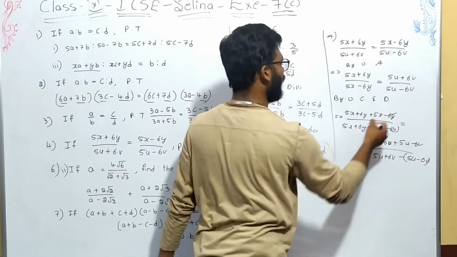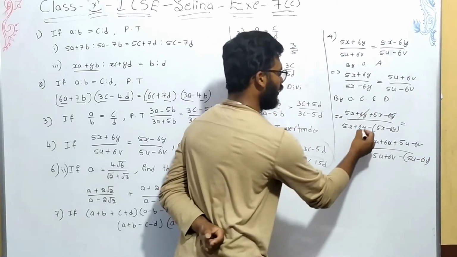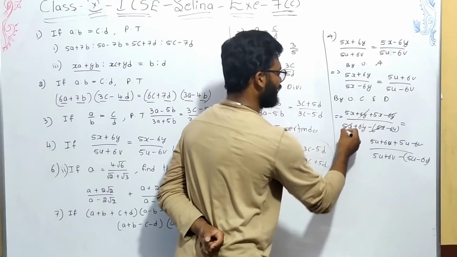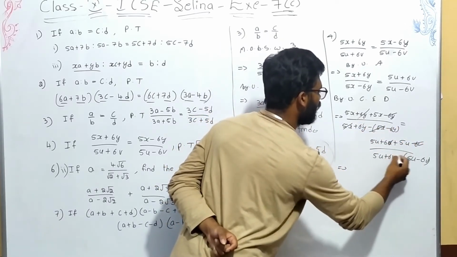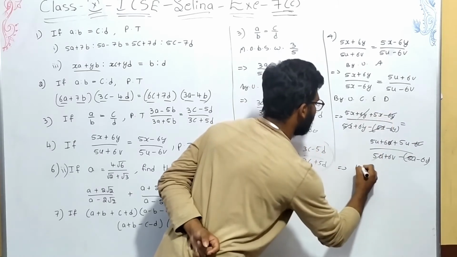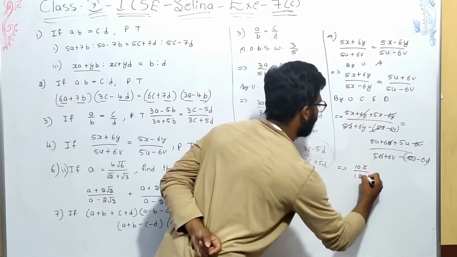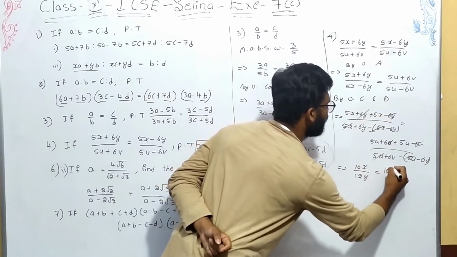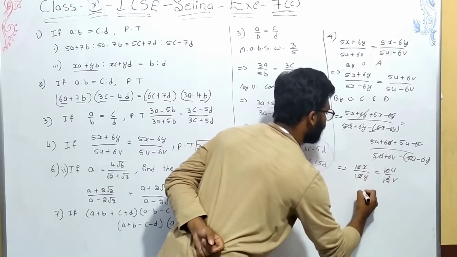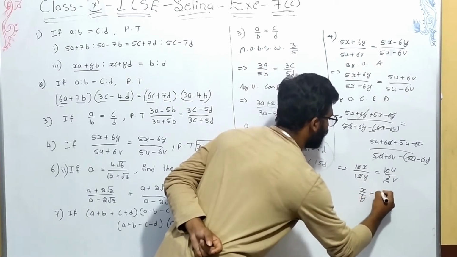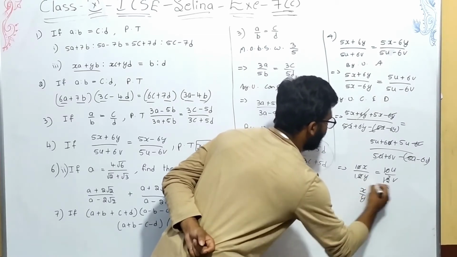So here minus 6y plus 6y, so minus 5x and plus 5x get cancelled, and 6y plus 6y it will become 12y. In the same way here also both will get cancelled. So 10x by 12y is equal to 10u by 12v. Both sides, 10 and 10, 12 and 12 will get cancelled. x by y is equal to u by v.